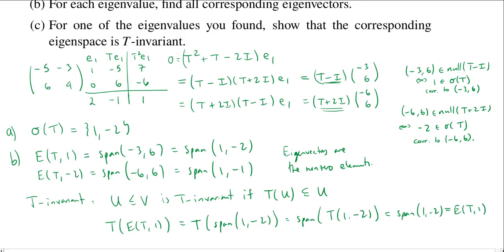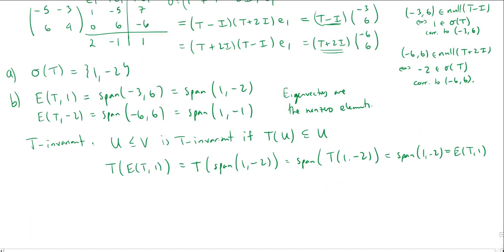And we've shown that T of the eigenspace is equal to the eigenspace. Okay, that's enough, right? It's T invariant. It just had to be contained in there, but we know it's actually even equal. So this implies E of T 1 is T invariant.